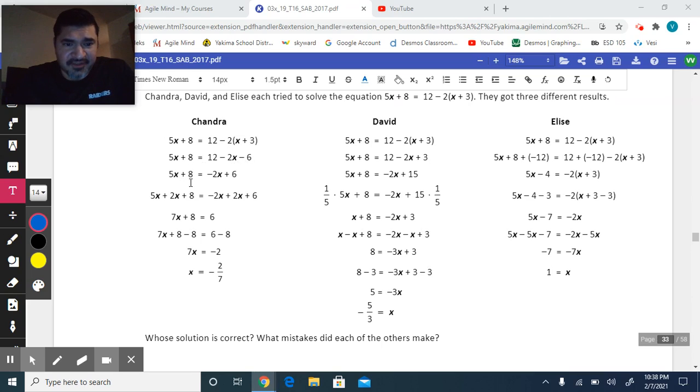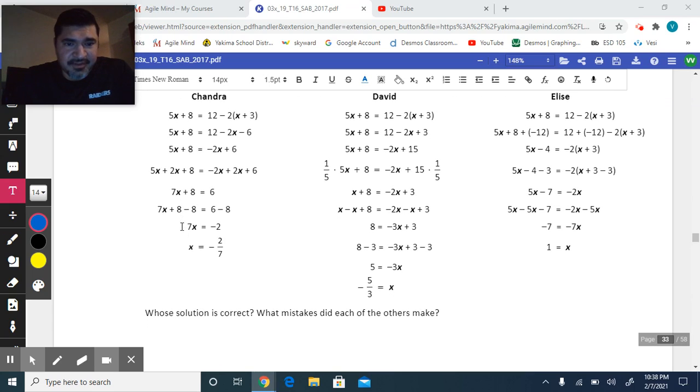The next part, they have 5x plus 8. And they have a negative 2x. 12 minus 6 is a positive 6. This is correct. I'm going to keep going here. It looks like, remember, we need to move the coefficient that is smaller. So we have 5 and we have negative 2. Negative 2 is smaller. So we're going to get rid of negative 2x. How do we get rid of negative 2x or minus 2x? With a plus 2x. Notice that they did that on both sides.